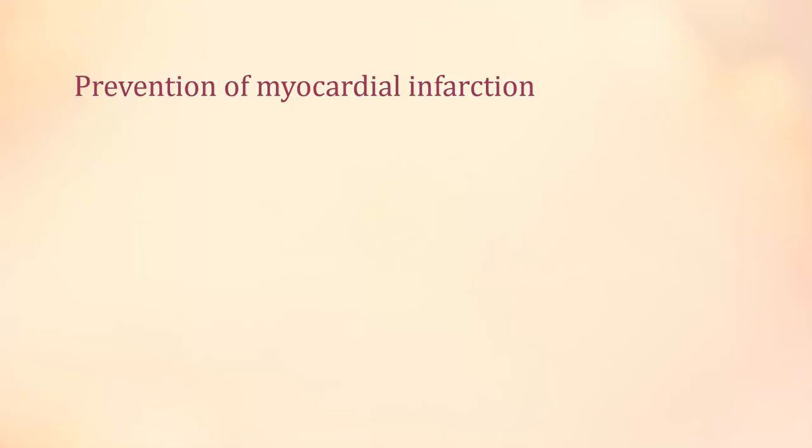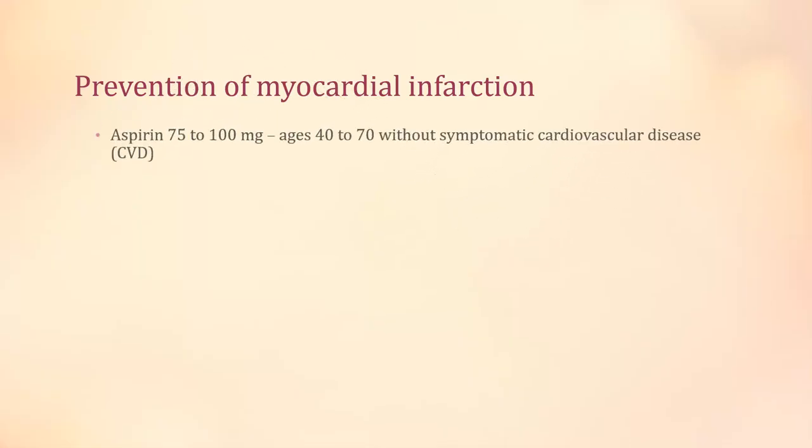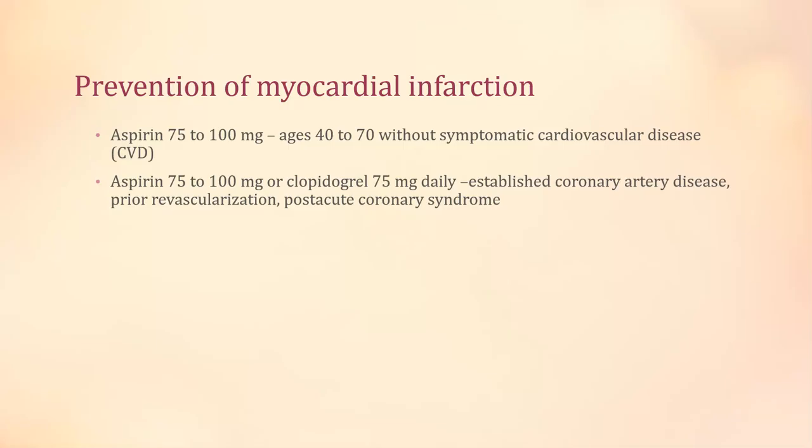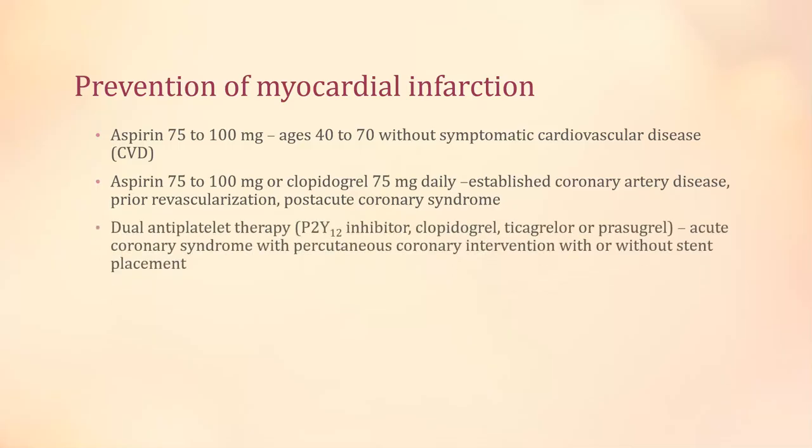For prevention of a myocardial infarction, aspirin, 75 to 100 milligrams, and that's for patients that are 40 to 70-year-olds without any symptomatic cardiovascular disease. Aspirin, 75 to 100 milligrams, or Plavix, 75 daily. Dual antiplatelet therapy for acute coronary syndrome with percutaneous coronary intervention with or without stent placement.